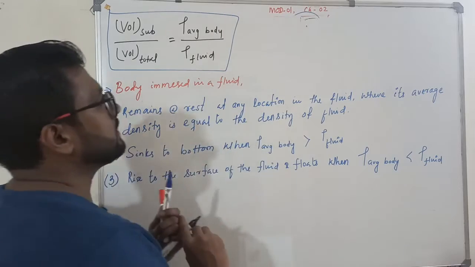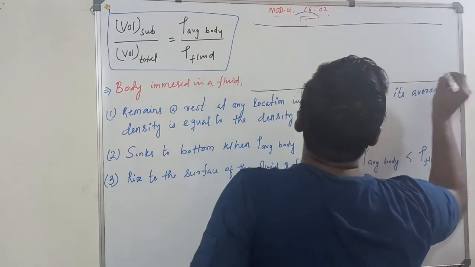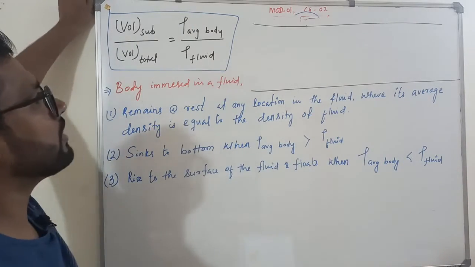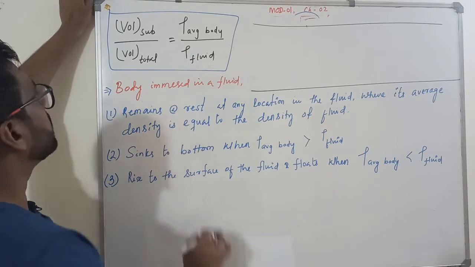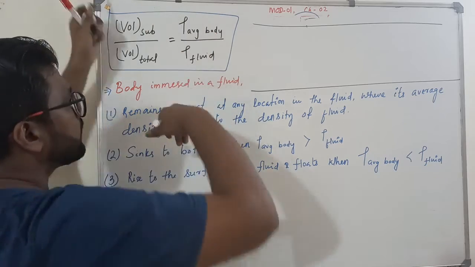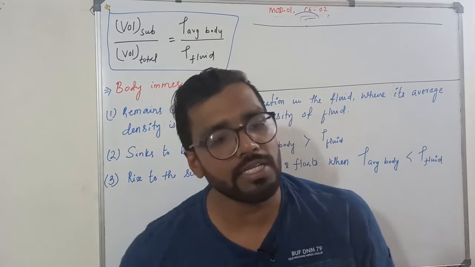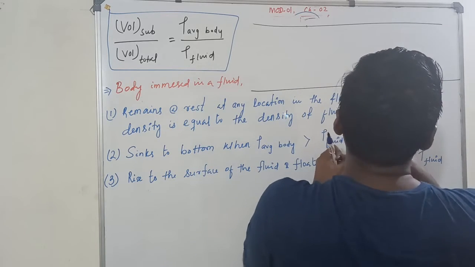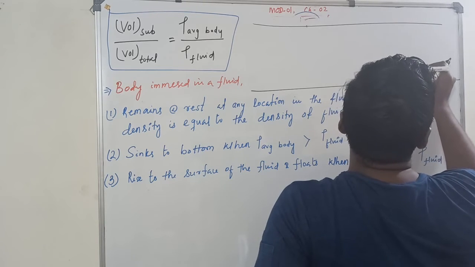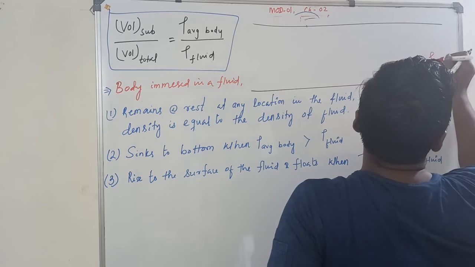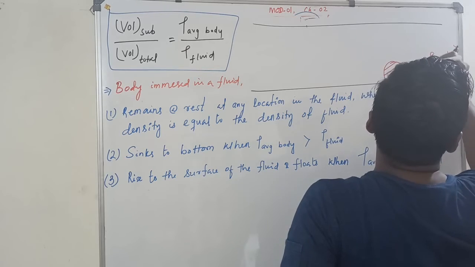So in such case, let us depict three things. Three things we are going to decide now. Let us say that the average density of the body is greater than the density of the fluid. So what happened? Volume submerged should be greater than volume total. Means the total body is submerged. Your body is somewhere here now. It has completely sunk. That is, rho average of the body is greater than the density of the fluid.